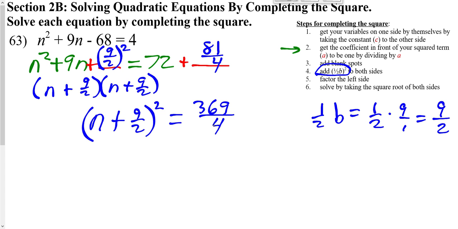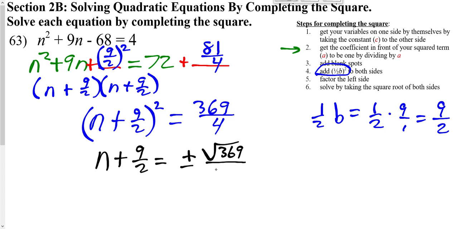So then to undo your squaring, you can go ahead and do the square root of both sides. Remember, plus or minus, it'd be the square root of the top over the square root of the bottom. Square root of 4 is nice, neat, just 2.